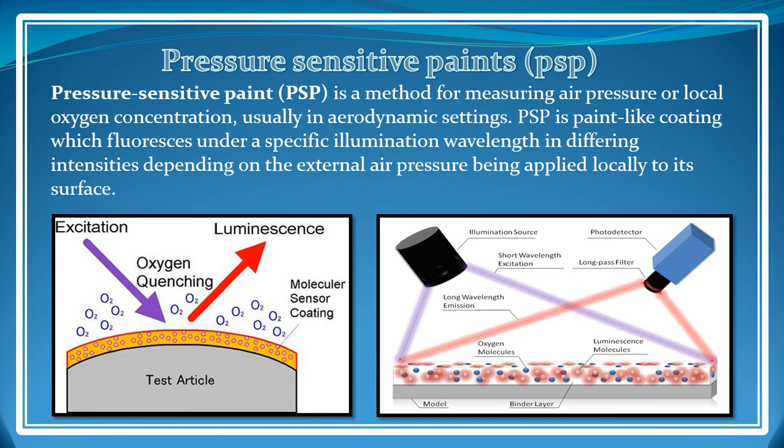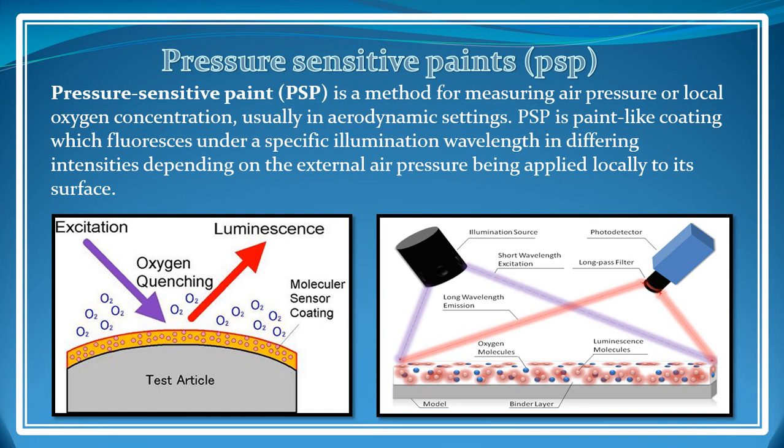Okay, understand? Now let's talk about pressure sensitive paints, PSP. What is pressure sensitive paint? Actually, pressure sensitive paint is a paint which luminesces when we apply a light source on it. So we are going to understand in detail what it is, because usually in aerodynamics we use these PSPs.